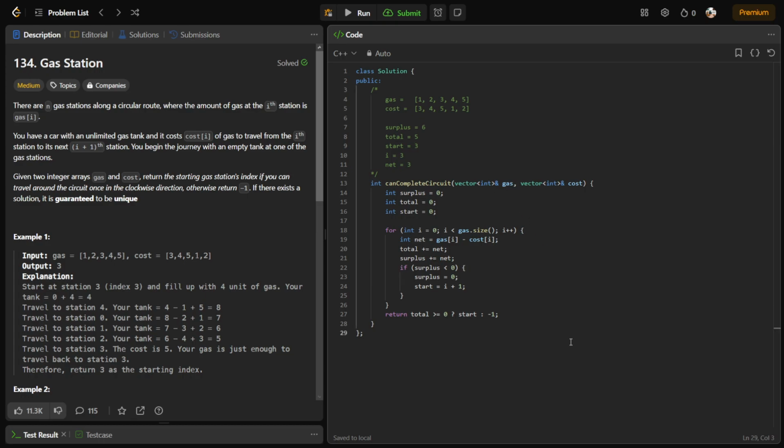So this solution is another example of a greedy solution. That's all I have to show.